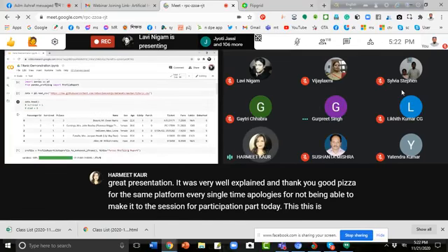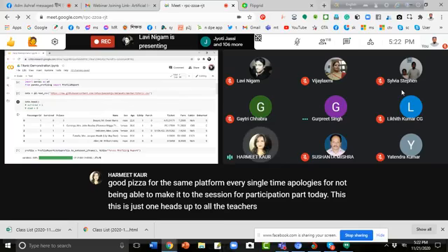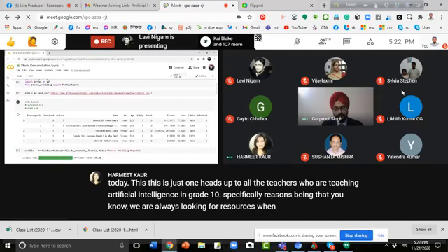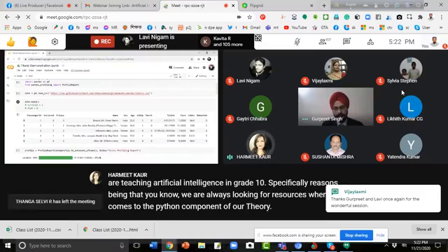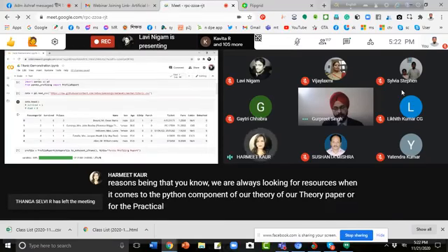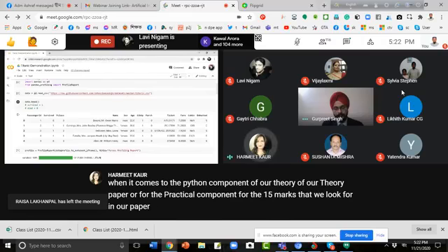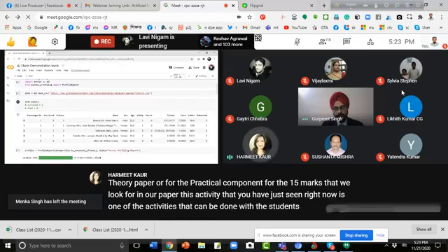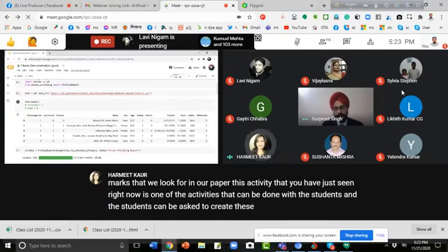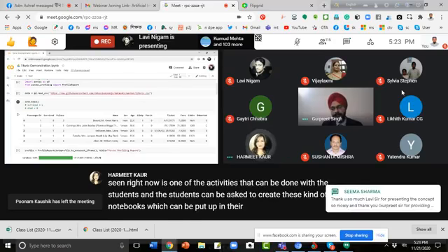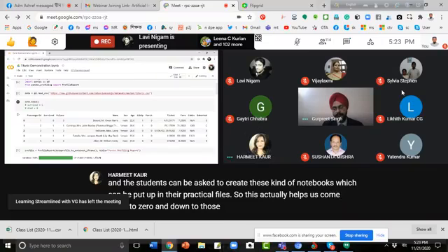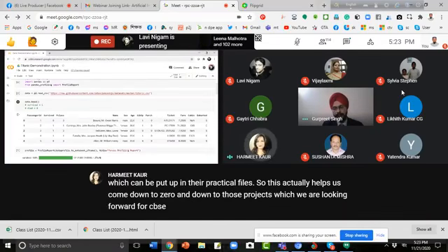This is just one heads up to all the teachers who are teaching artificial intelligence in grade 10th specifically. The reason being that we are always looking for resources when it comes to the Python component of our theory paper, or for the practical component for the 15 marks that we look for in our paper. This activity that you have just seen is one of the activities that can be done with the students, and the students can be asked to create these kinds of notebooks which can be put up in their practical files. So this actually helps us zero down on those projects which we are looking forward to for CBSE or otherwise also.